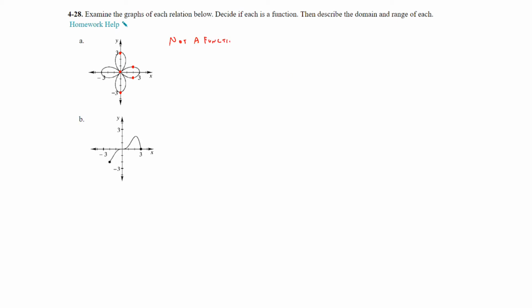And even if it's not a function, it does have a domain and range. So domain, if you look, the smallest value of your x is at -3, the largest is at 3, and it covers all those values. So we could write it out in words, all values between -3 and 3, including -3 and 3, or here's how you would write it mathematically using inequalities.